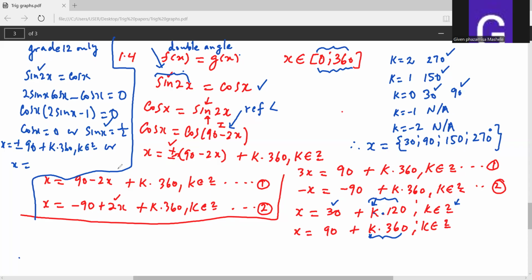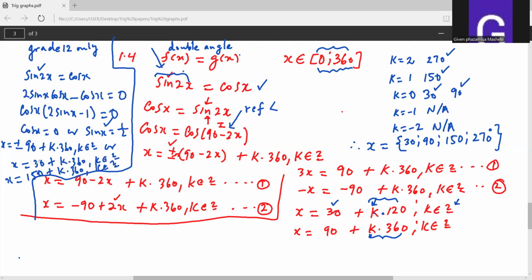Second function, sine of half, this will give us 30. So it will give us 30 plus k times 360 when k is an element of integers. What is the second one? 180 minus the first one. So 180 minus 30 will give us 150 degrees plus k times 360, k an element of integers.